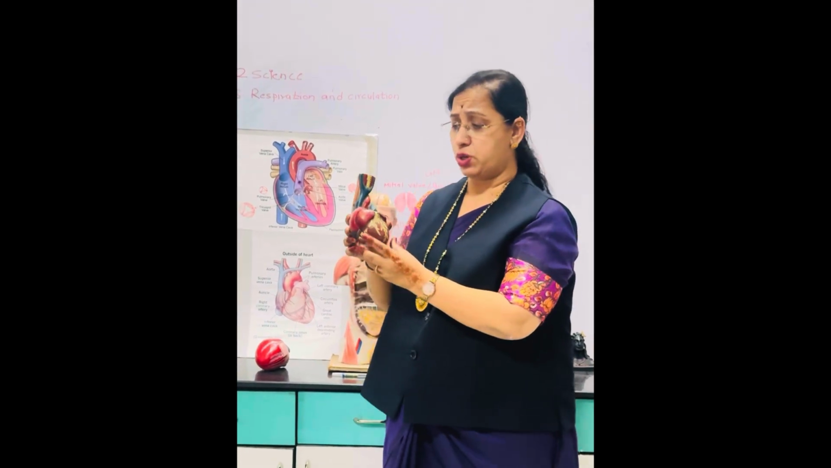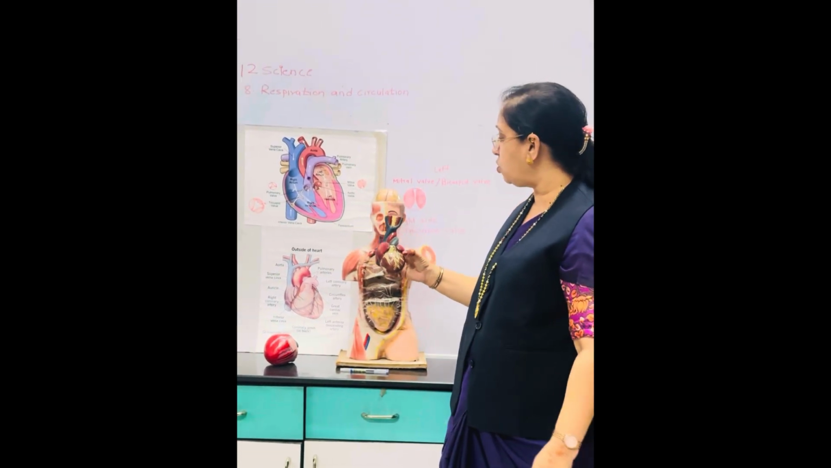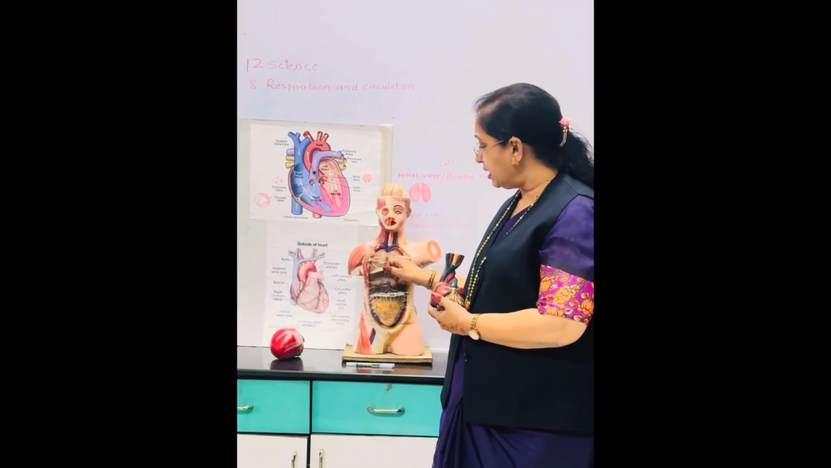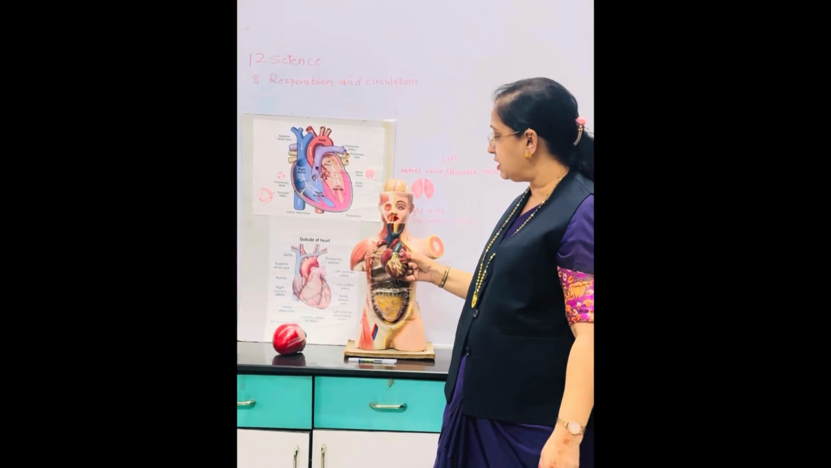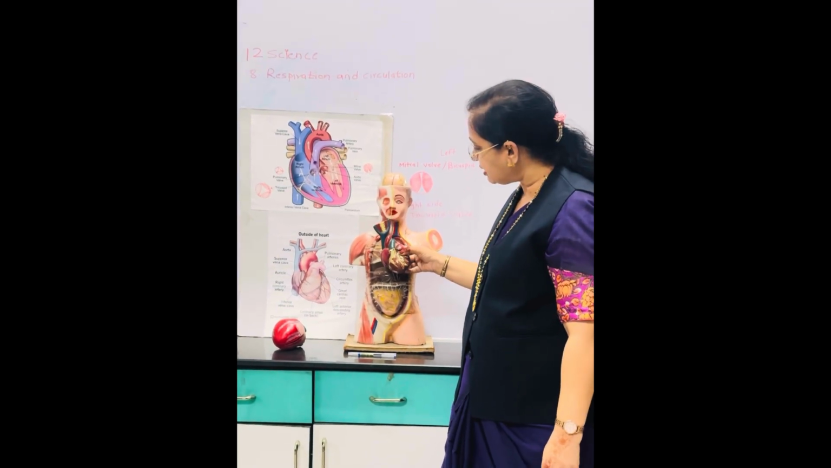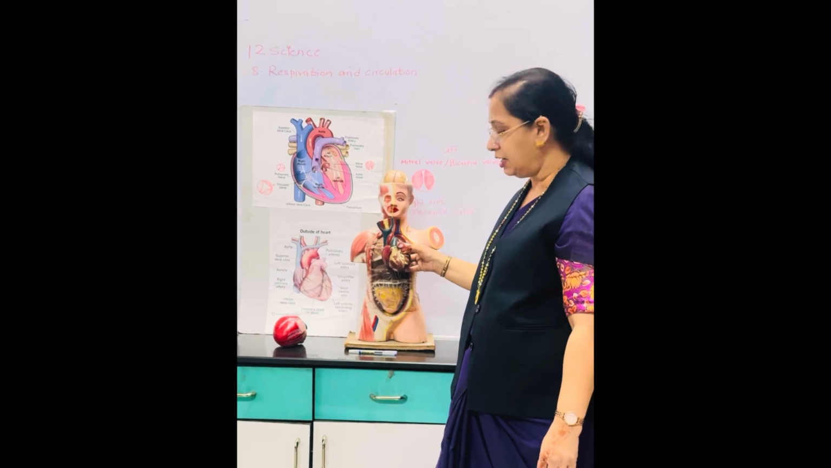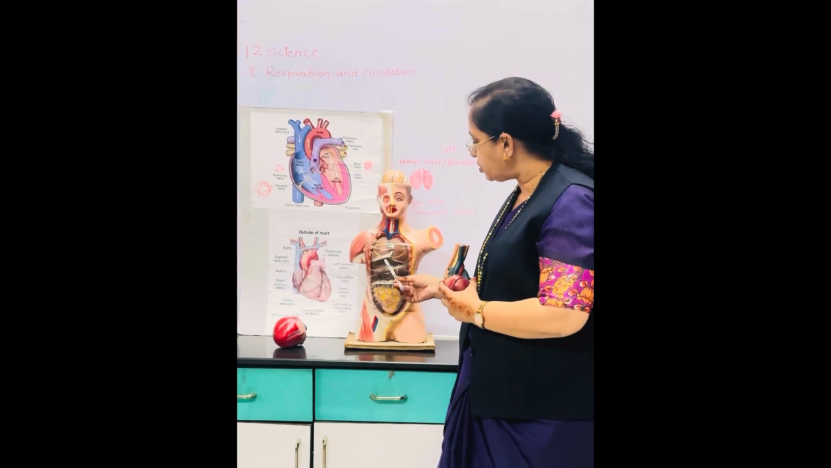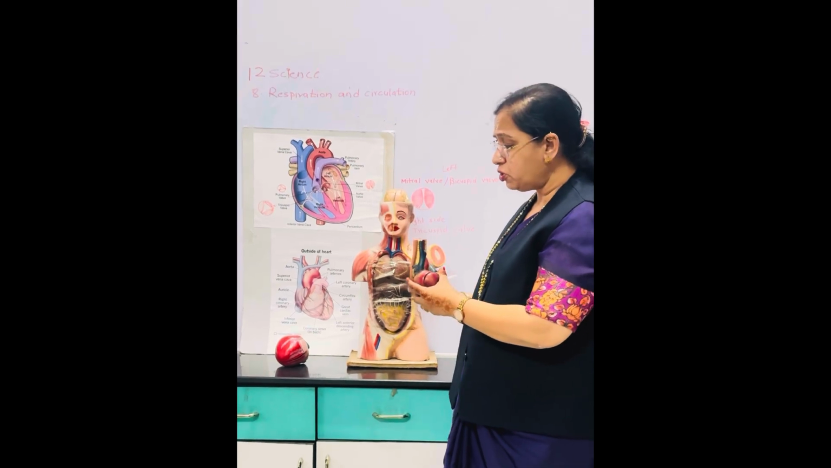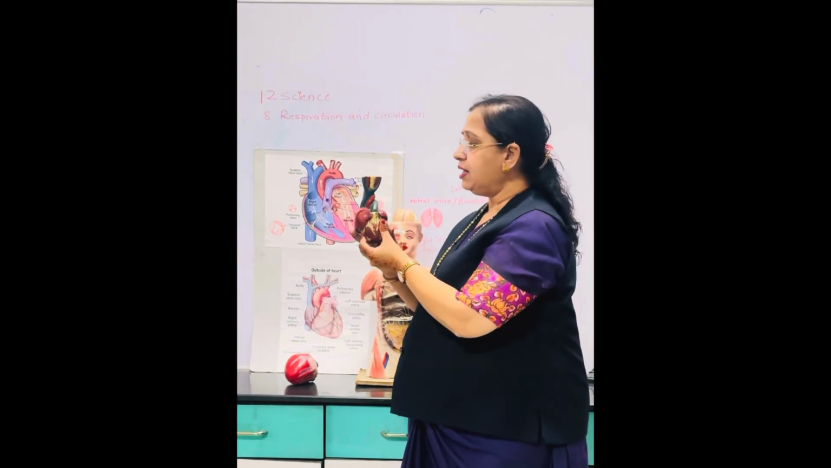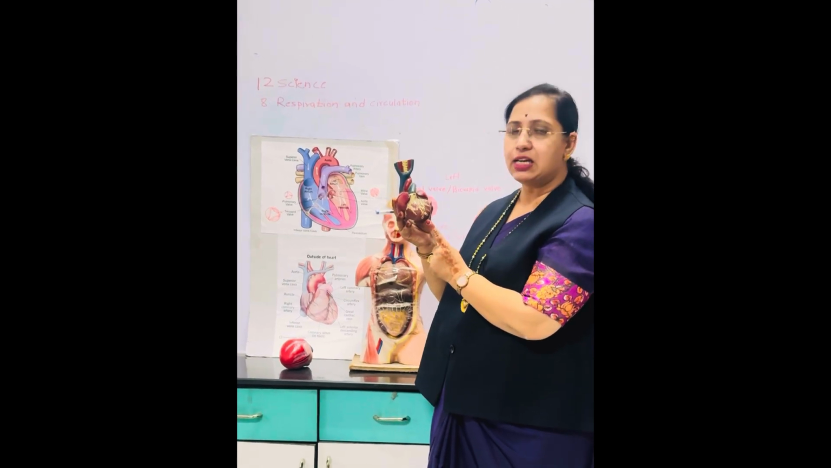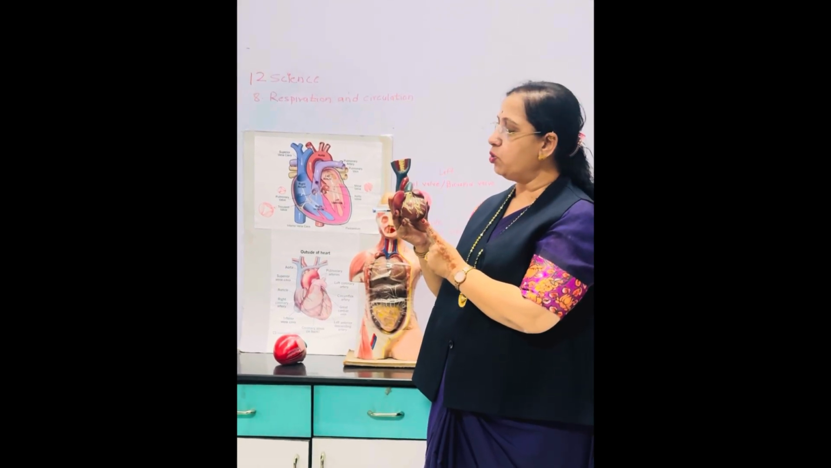Also note the location of heart. Heart is located in between the lungs, in between the two lungs. That's why its position is described as a mediastinum. And this heart is slightly tilted towards the left side, and it rests on the membrane called the diaphragm. Also note that heart is broader towards the upper side, and it is slightly narrow towards the lower side.